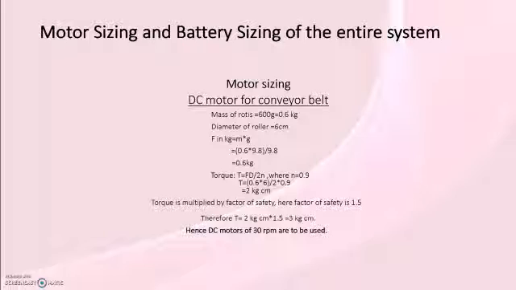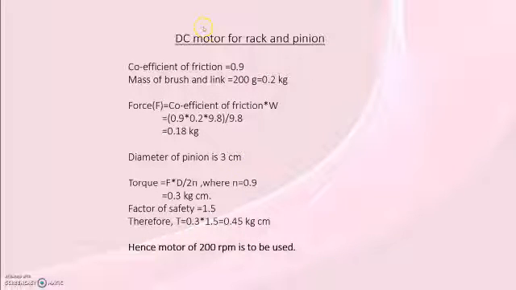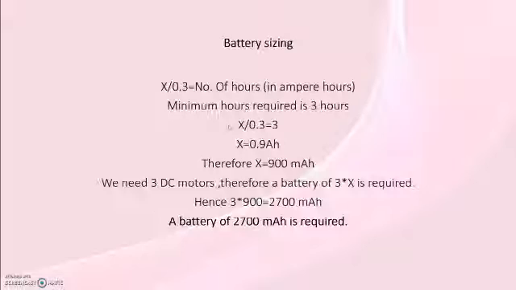Now coming to motor sizing and battery sizing of the entire system. In motor sizing, the DC motor for the conveyor belt: we need 2 DC motors of 30 RPM for the conveyor belt from the above calculations. Next is the DC motor for rack and pinion: we need a DC motor of 200 RPM for rack and pinion. In battery sizing, we need a battery of 2700 mAh for our course project.